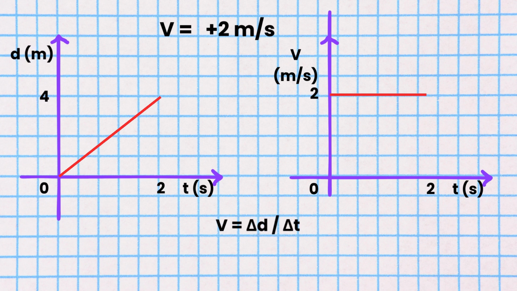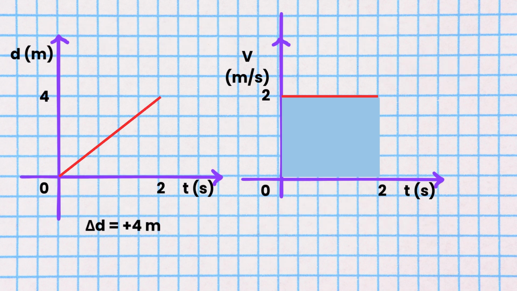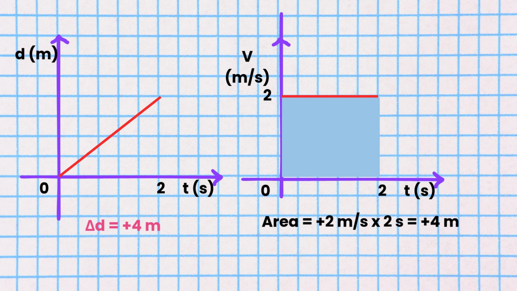Since velocity equals delta d over delta t, delta d equals velocity times delta t. So the area under the velocity versus time graph tells us the displacement, which is the object's change in position through a period of time. From the dt graph, we see that the displacement is plus 4 meters. In this VT graph, the area under the graph is equal to plus 2 meters per second times 2 seconds, and that equals plus 4 meters. So the displacement equals plus 4 meters.